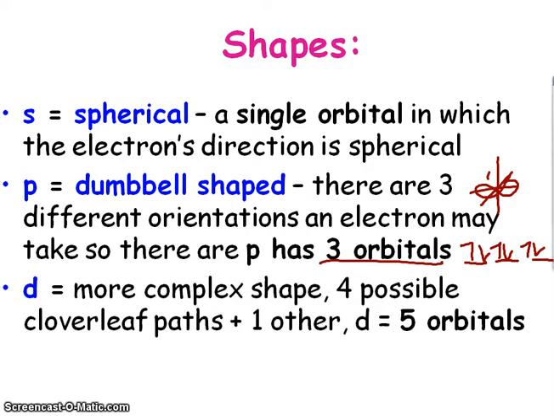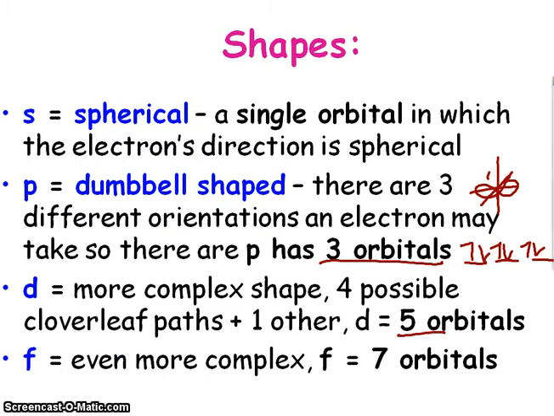D, they say, has a more complex shape. It has to do with sort of a cloverleaf shape. Bottom line is, when it's all said and done, it's a 5-bedroom apartment, so it can hold 10 electrons. And then F, in most books, they just say, hey, it's complicated. It's a 7-bedroom apartment, so it can hold 14 electrons. So these are basically the types of apartments: the 1-bedroom, the 3-bedroom, the 5-bedroom, the 7-bedroom.